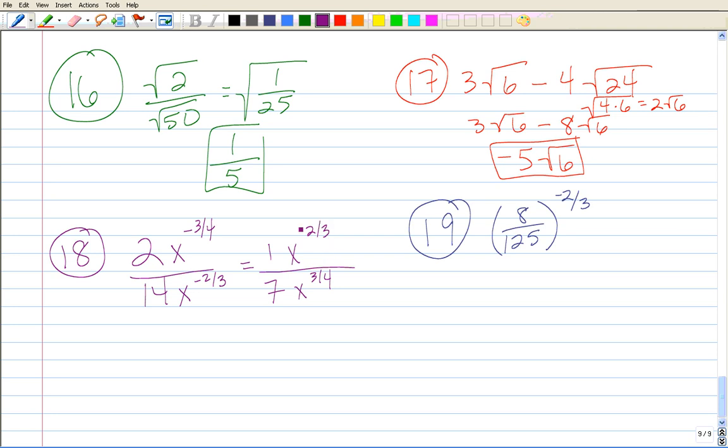Whenever I have like bases being divided, I can subtract the exponents. So I want a common denominator of 12 here. So 2/3 is the same thing as, we got from 3 to 12 by multiplying by 4, so 2 times 4 is 8. And this one would become a 12. 4 times 3, so we have 3 times 3. So now we have x to the 8 over 12 divided by 7x to the 9 over 12.